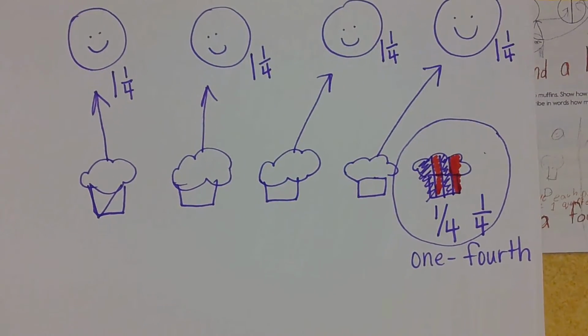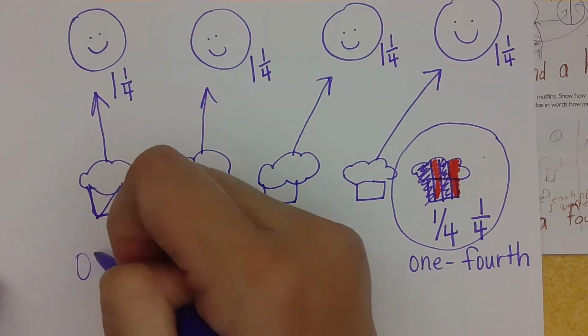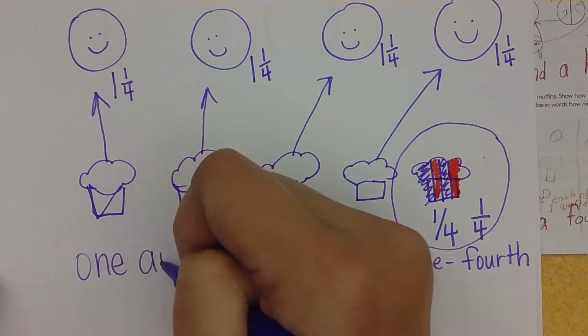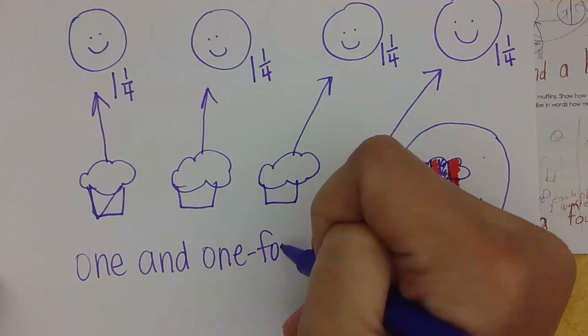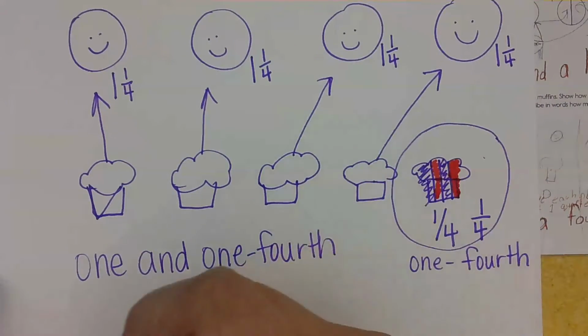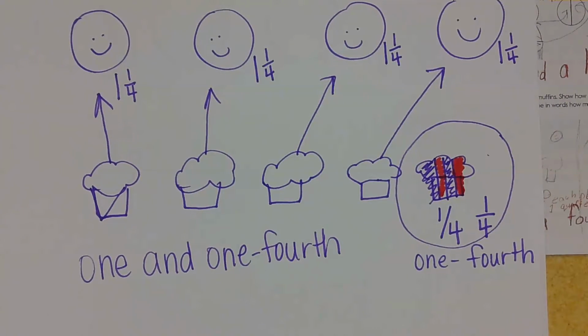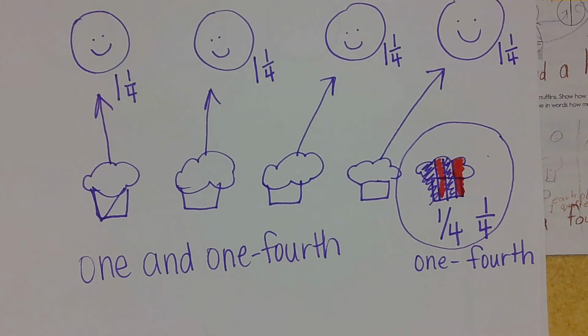If I were to write this out, I would write 1 and 1/4 pieces of muffin. Okay, so 1 whole muffin and 1/4. So your problem should look very similar to this one.